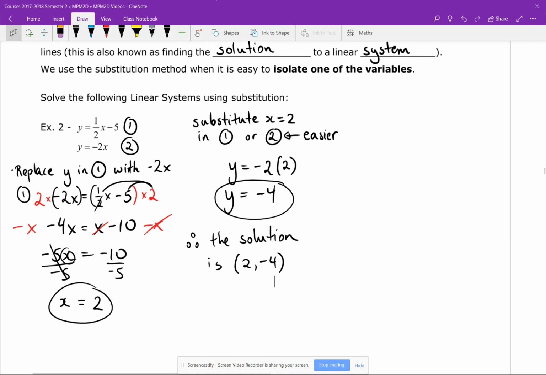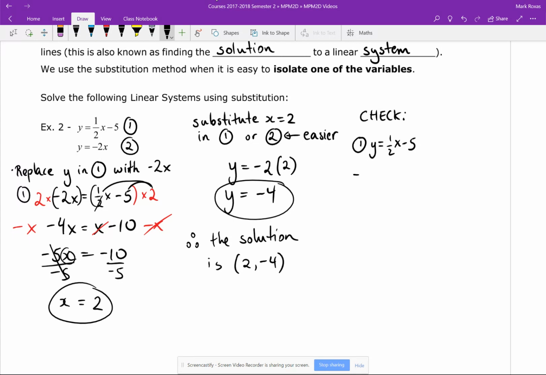Okay. Now, it's easy to make a mistake. So you must always do this thing we call the checking step. So you're going to check our work, and you check your work by using both equation 1 and equation 2. So equation 1 says y equals 1/2 x minus 5. Check that your solution satisfies both sides of the equation.